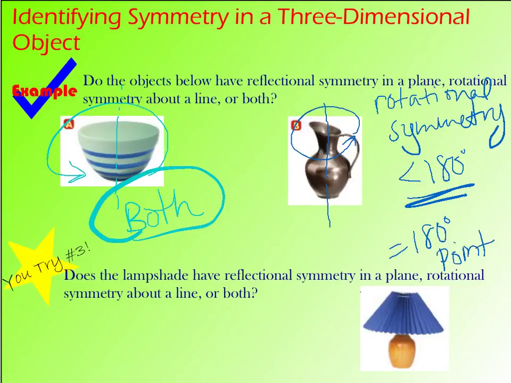Okay, so then there's a U-try for you. You're looking at this lamp, and you're trying to figure out if it has reflectional symmetry. So can you slice it into two congruent pieces? And also, does it have rotational? So can you stick a pencil through it somewhere and spin it around that pencil and have it look the same?